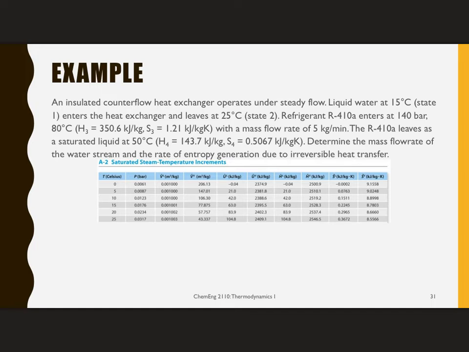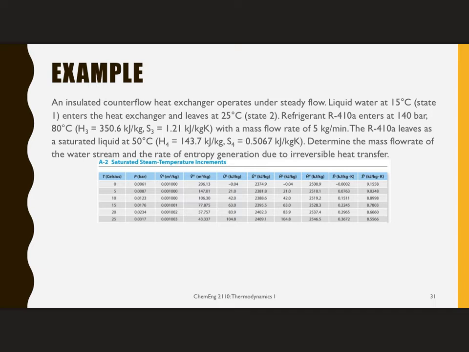So next, let's look at an example. If we have an insulated counterflow heat exchanger, that is going to tell me, first of all, insulated simply means that all heat transfer is going to happen within the system, not to the surroundings. And counterflow means that one stream is coming in from one direction and flowing the opposite direction of the second stream. So this heat exchanger is going to operate under steady flow.